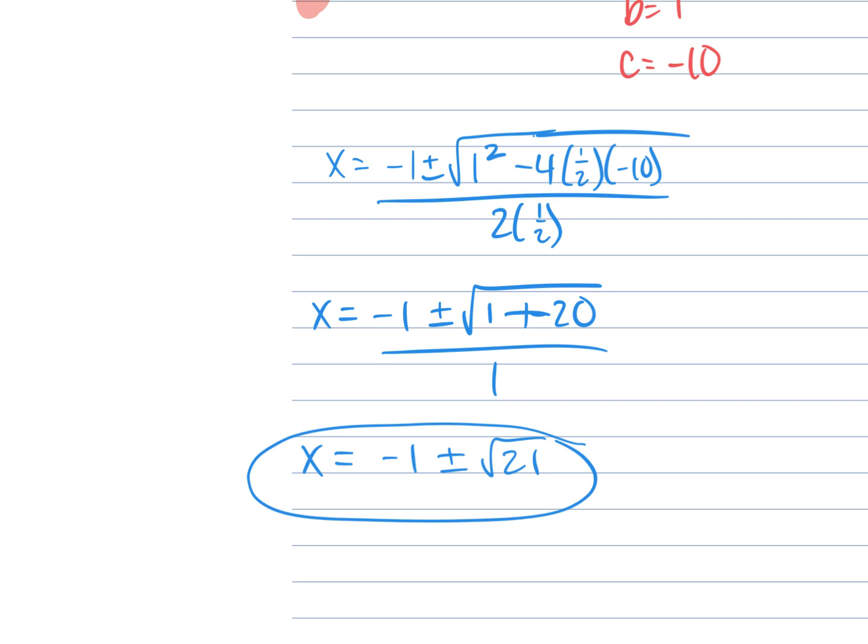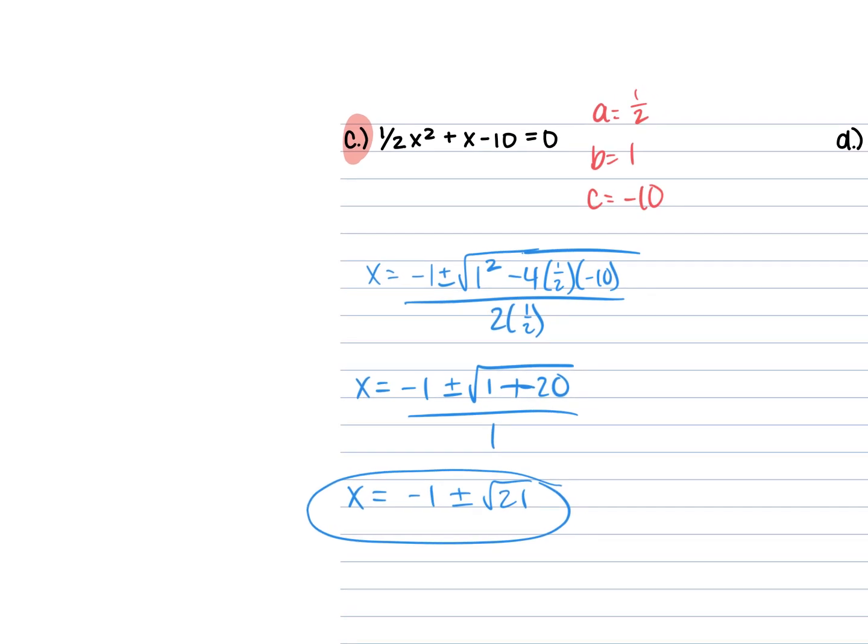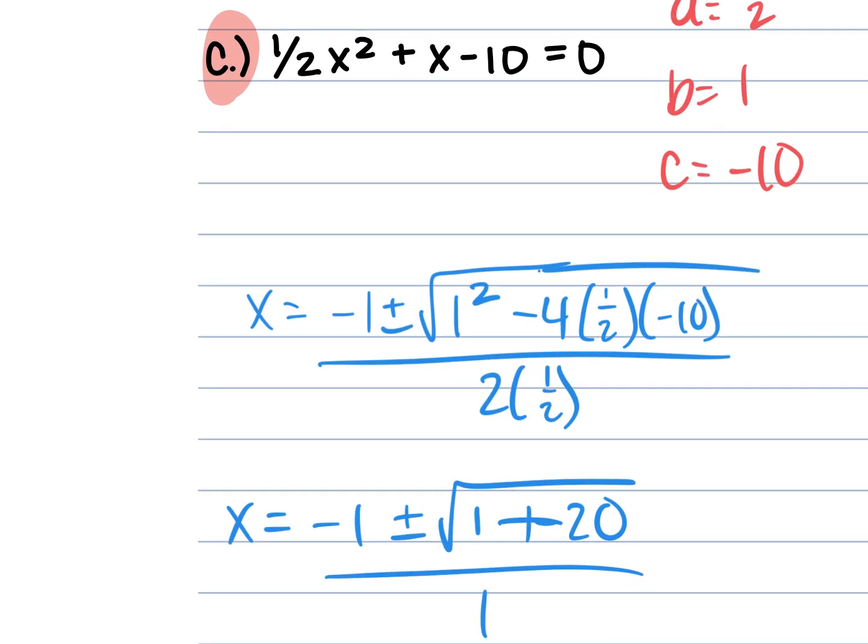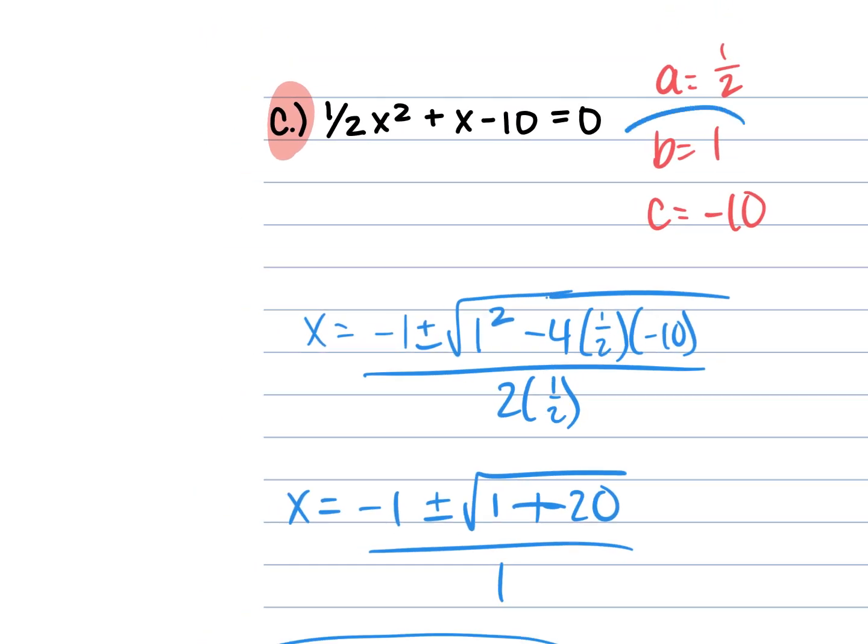How come it's -1 instead of 1 over 2 in the beginning? Like x equals -1. Because remember, our formula is x is equal to -b. So -b, plus or minus the square root of b squared minus 4ac all over 2a. Remember, -b. Okay? All right, good question. Any other questions on this guy?